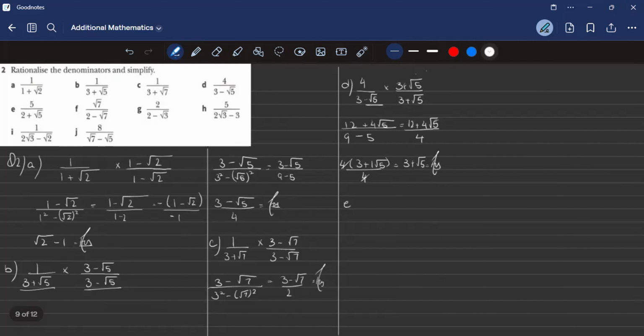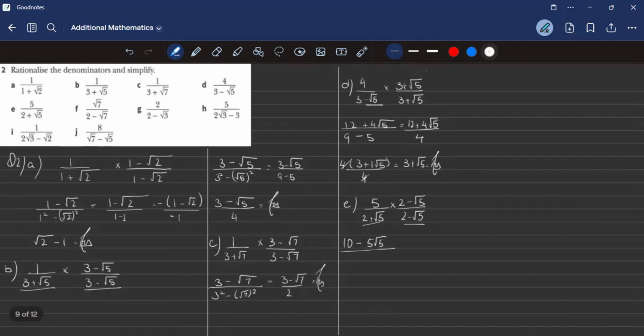For part E, we have 5 divided by 2 plus under root 5. Again, what is the conjugate of 2 plus under root 5? We say it's equal to 2 minus under root 5. So 2 minus under root 5 divided by 2 minus under root 5. 5 twos is 10. 5 under root 5. That comes here. And again, a squared minus b squared for the conjugate terms, a plus b, a minus b.